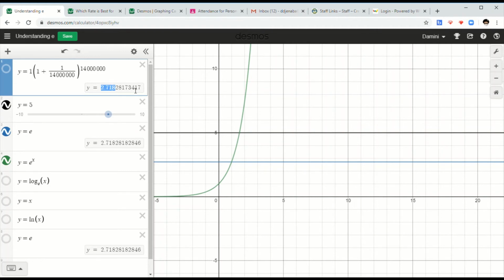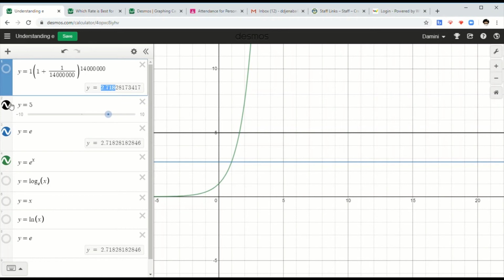Pi represents a number, right? E also represents a number. It's not just a variable within mathematics. So no matter how fast you compound, you're always going to arrive at this number of 2.718 and some change. Okay, so this we call compounding continuously. If we compound continuously, we get 2.718, which is our E.